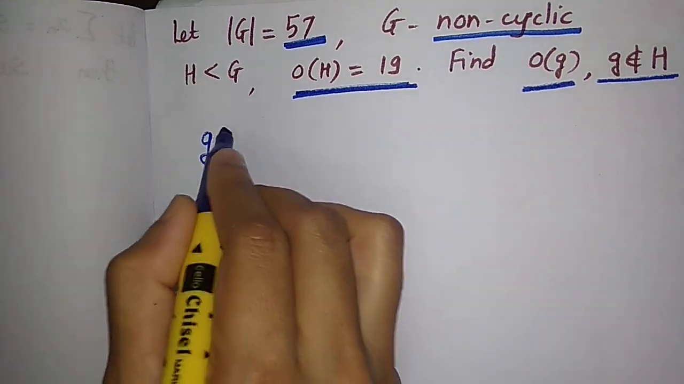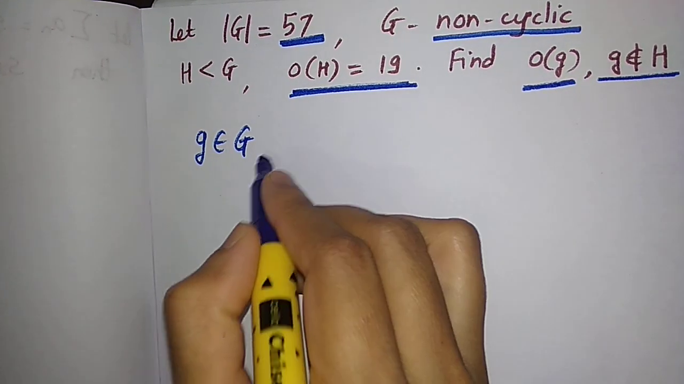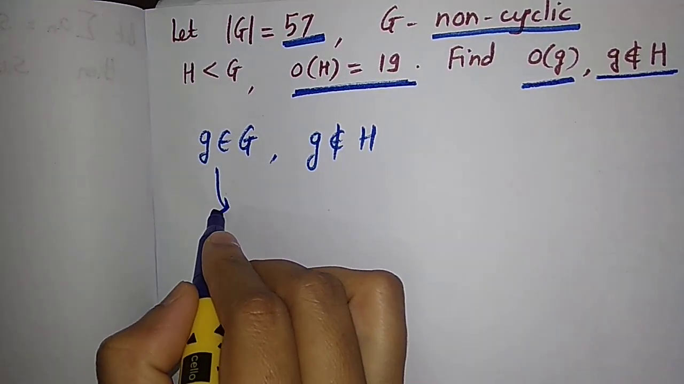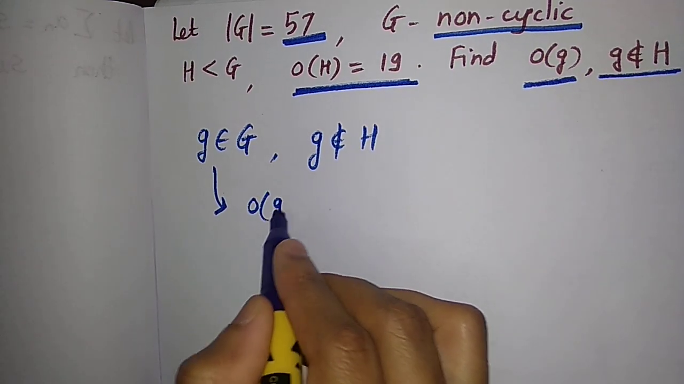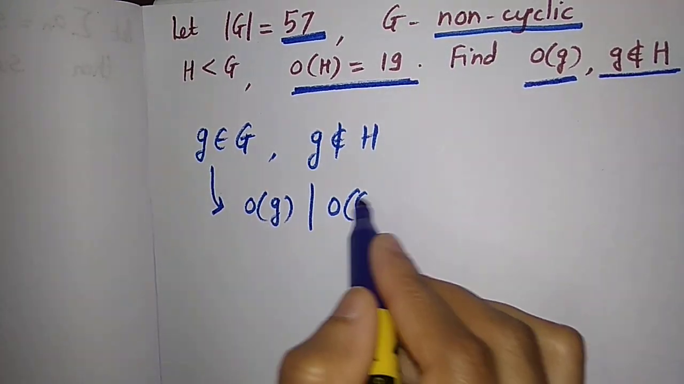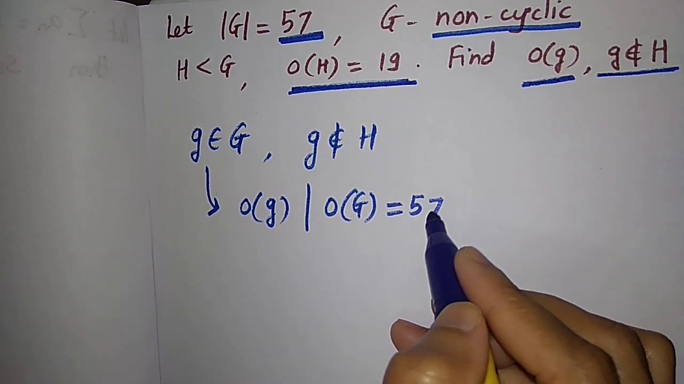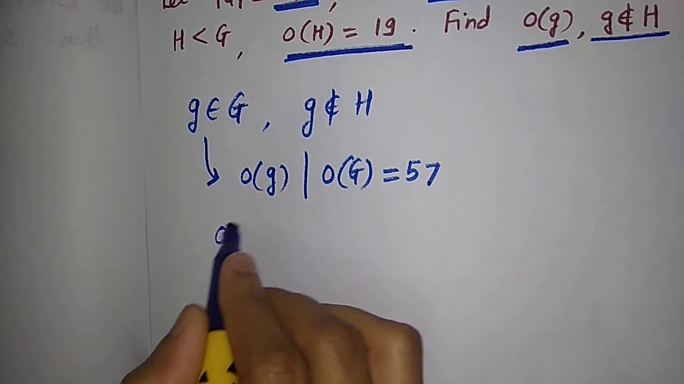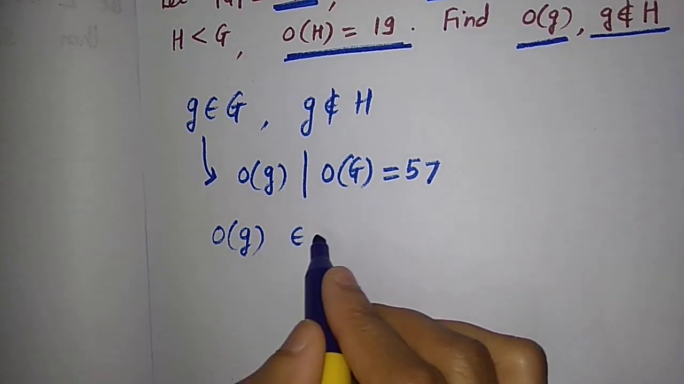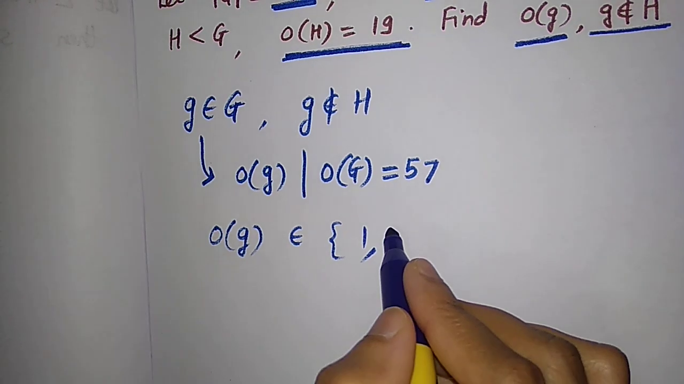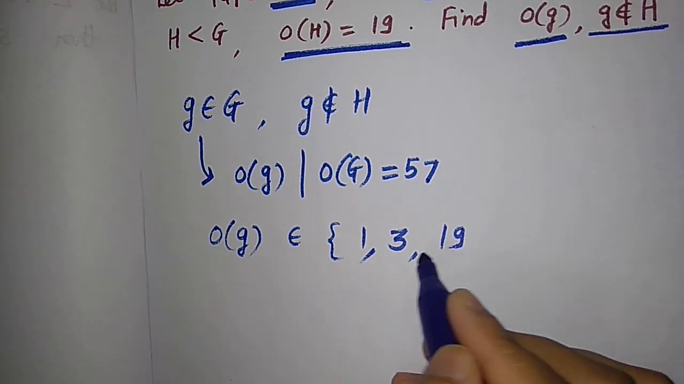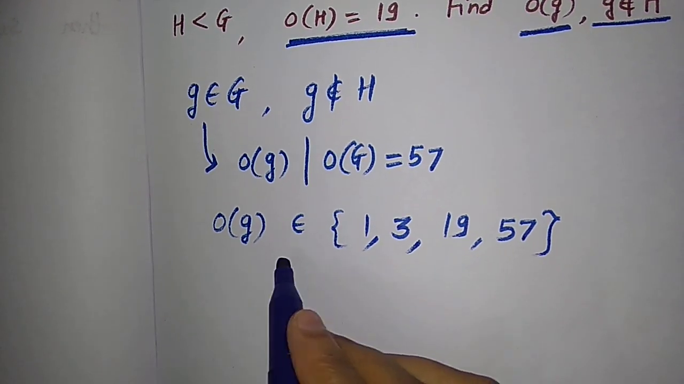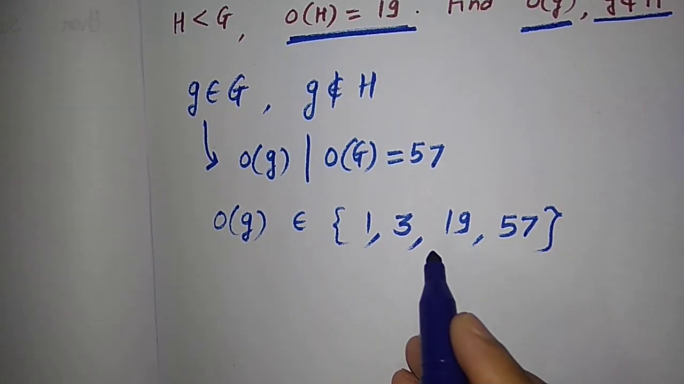Now see that this g is in the group such that g is not in H. So g belongs to G means the order of g must divide the order of the group, which is equal to 57. So what are the divisors of 57? These are 1, 3, 19 and 57. Correct. So the order of g must be one of these, and it is unique.